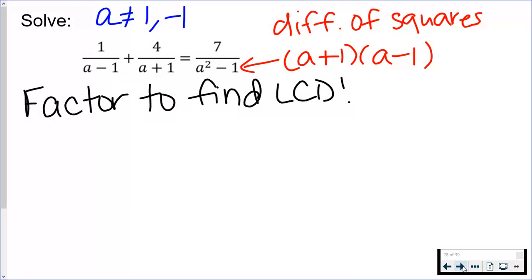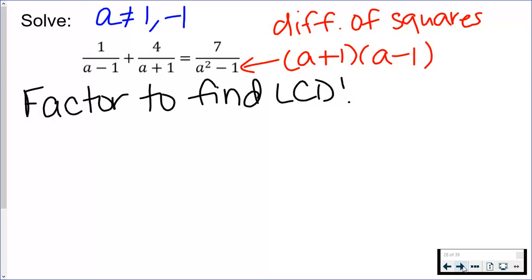So I added a note up top saying that a is not allowed to be 1 or negative 1. It is very important that you make this note because you don't want to have any extraneous solutions, which is basically a solution that doesn't work. So just keep in mind that at the end, you can't have 1 or negative 1 as one of your answers.